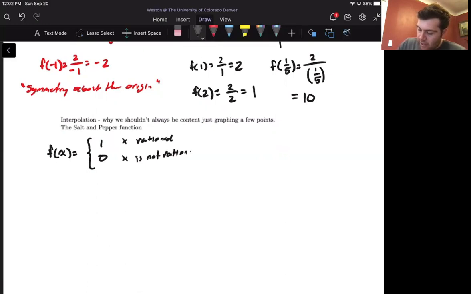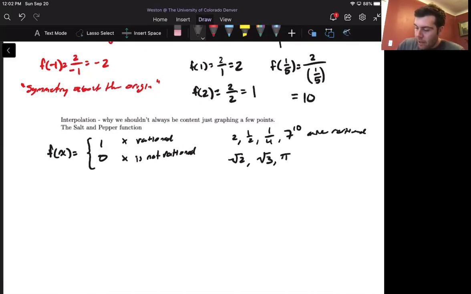0 if it's not rational. And so remember, rational just means that the number can be represented as a fraction. It's like 2, 1/2, 1/4, 7/10 are rational, but the square root of 2, the square root of 3, pi are not rational.